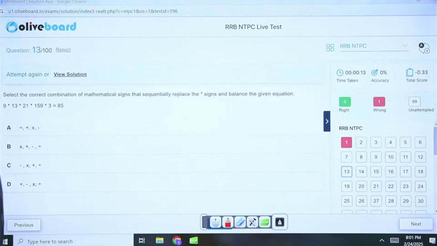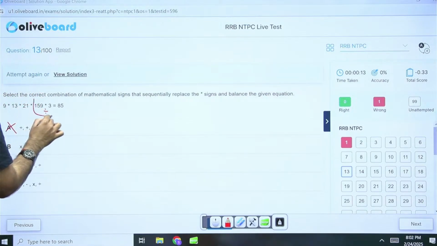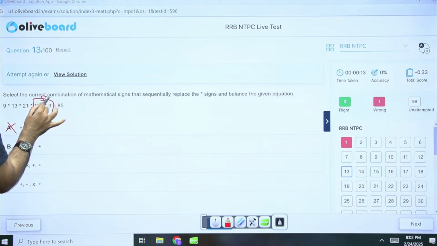Now, so correct combination, again, let's hit the division sign here. So 9 is being divided by 13 and then added to 21. This is not going to work out for us. So this is not it. Option A is never possible. Now in all the other 3 options, we have division in the end. Perfect. So 159 divided by 3 will give you what? So it will give you 53. Okay. Now 53, check for the other options.